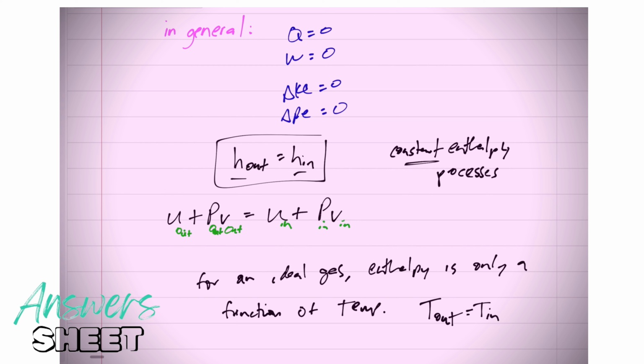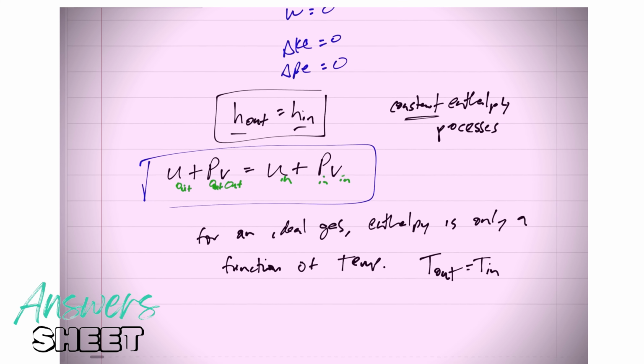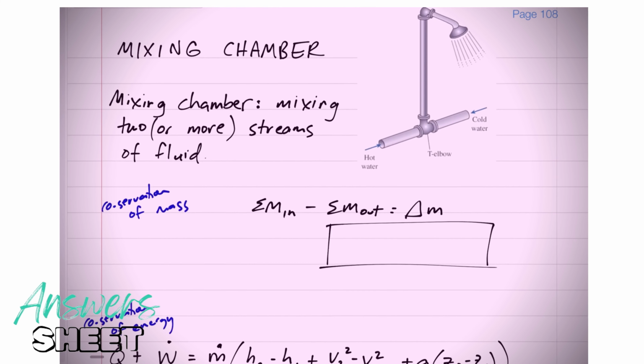Okay? But so right here is really our equation that we might use for throttling valves, also called capillary tubes, porous plugs. Enthalpy of the inlet is equal to enthalpy of the outlet, and the U plus PV of the inlet equals U plus PV of the outlet. All right, how about a mixing chamber? A mixing of 2 or more streams of fluid.